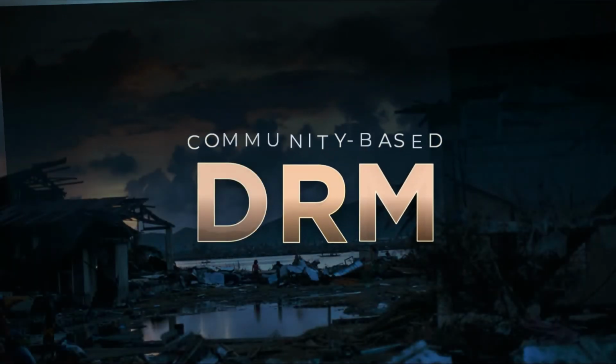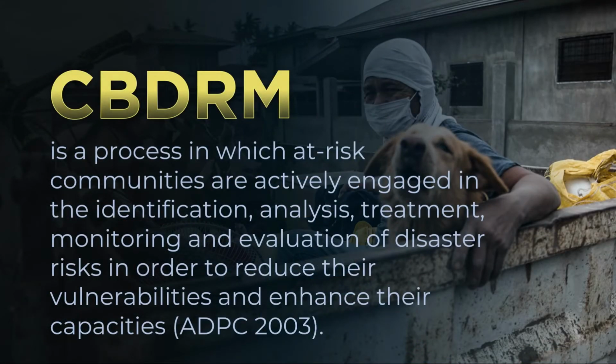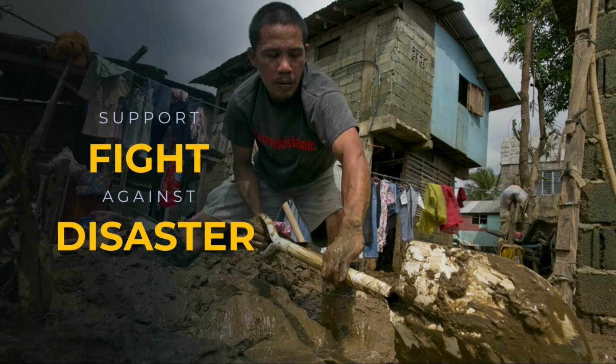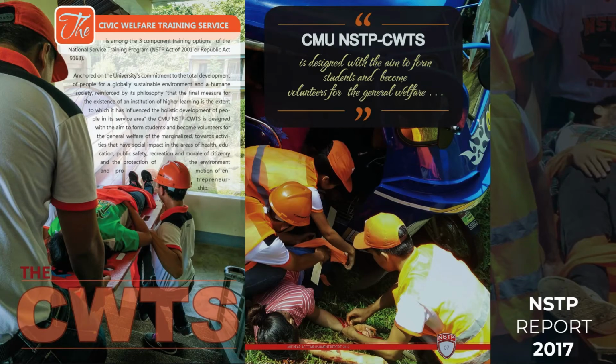The community based disaster risk management is a process in which at risk communities are actively engaged in the identification, analysis, treatment, monitoring, and evaluation of disaster risks in order to reduce their vulnerabilities and enhance their capacities. Community based disaster risk management is empowering the civil society to support the government in the fight against disasters. Now, let's take a look at our end.